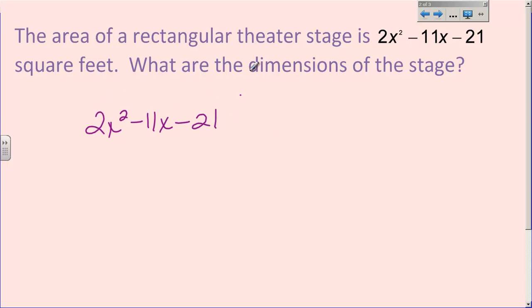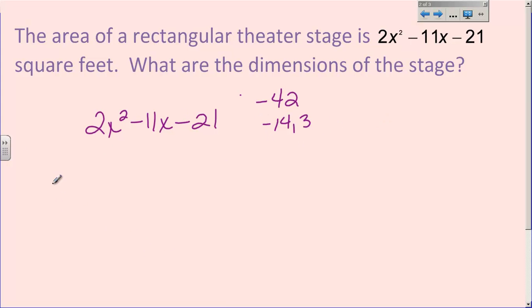So I'm going to start with 2 times negative 21, which is negative 42. And now I'm going to have to come up with all the factors of negative 42 that might also add up to negative 11. So here's where we have to work out just a little bit. I didn't do this one ahead of time, so it might take just a second. And it's going to be negative 14 and positive 3. So if I do negative 14 times 3, I get negative 42, and negative 14 plus 3 gives me negative 11.